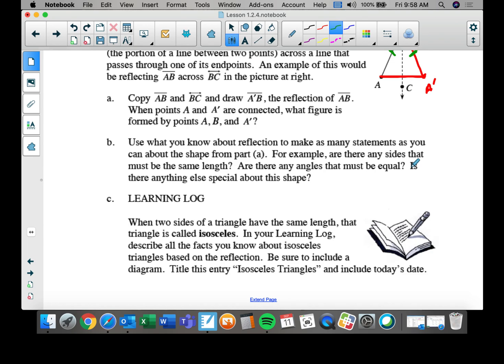They do right down here talk about an isosceles triangle. That is something you're going to need to know about. You don't have to do the learning log, but you want to make sure that you know that an isosceles triangle is when two sides of a triangle have the same length. That is called an isosceles triangle. So make sure you highlight that so that you have that taken care of.